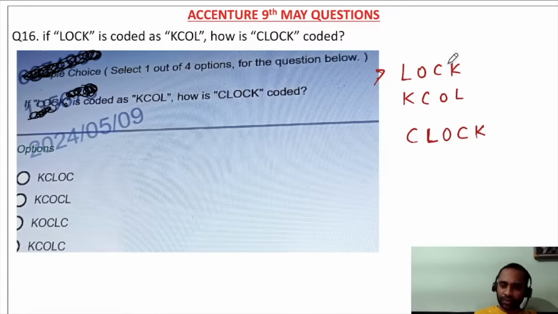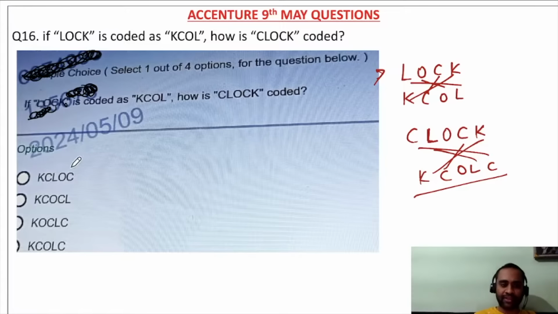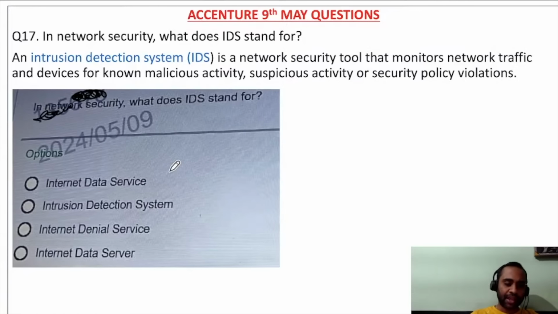So this K has come here, this L has gone there. Basically it is an interchange: the last and first alphabets have been interchanged, then the second and fourth, and the middle stays as it is. So KCOLC, LC. So option D will be the correct answer. Okay. Next, friends.